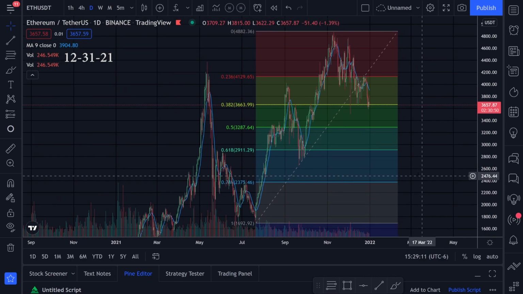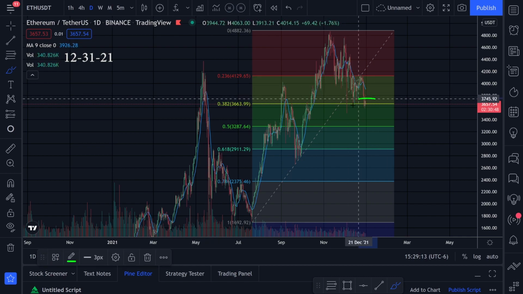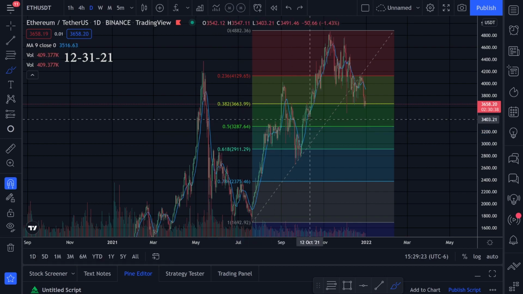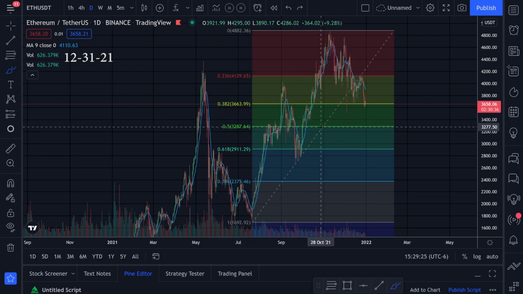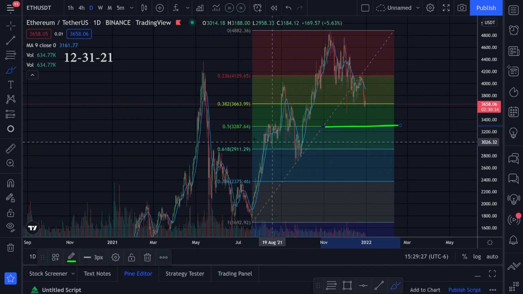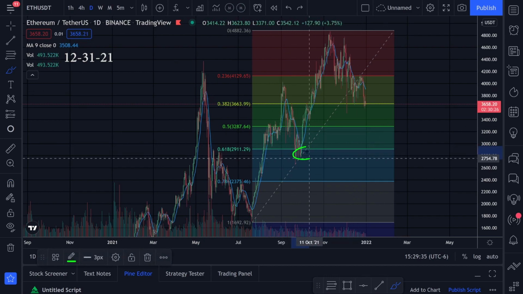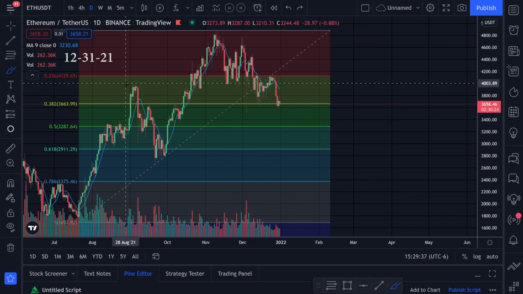But right now we are basically sitting at the 38% level. That's where I got that 3,700 target from, is this Fibonacci retracement level at the 38% level. The next one down is 50%, and this one is sitting at 3,200. Or actually 3,280, and then the 61% level is sitting around 2,900. And this one actually comes down and aligns with this support.